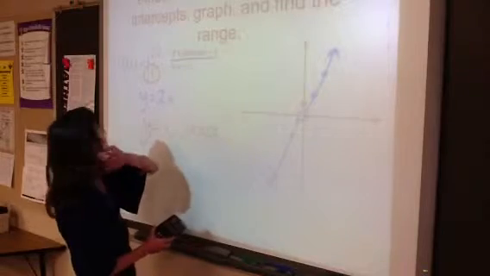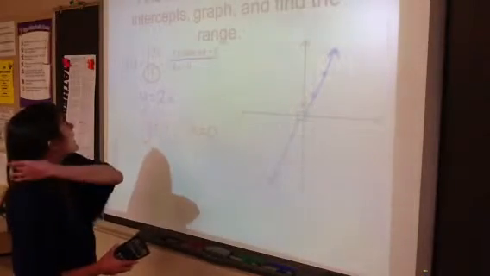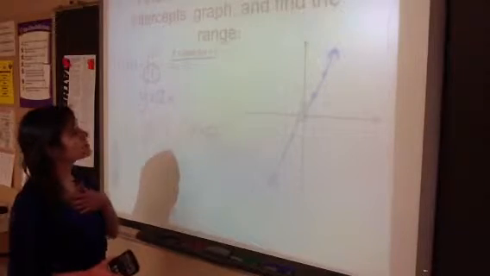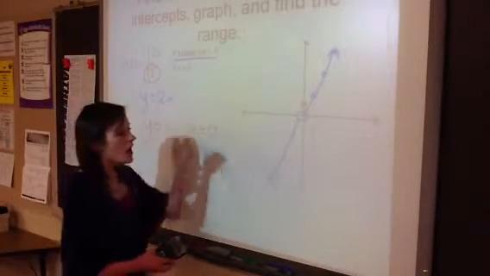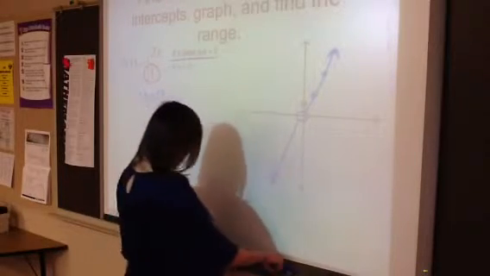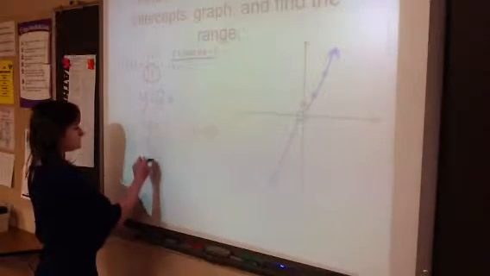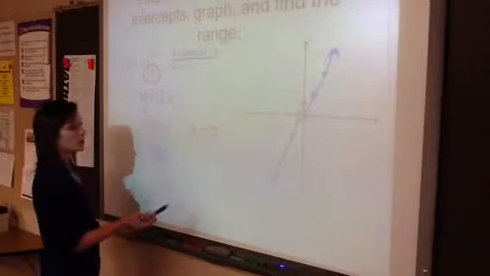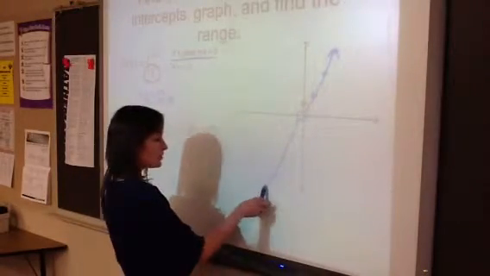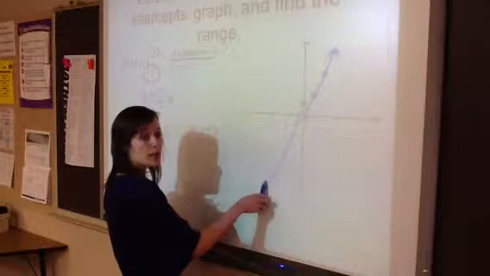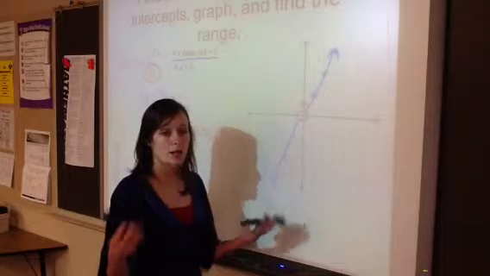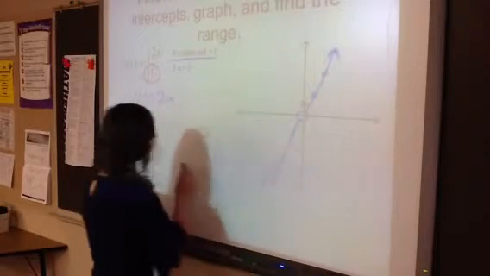From there, you're going to find the domain, and you're going to locate any intercepts, and you're going to find the range. I always do the graph first before I do any of the other. So, for my domain, we are going to look at our x values from the left and from the right. So if you notice, here's an arrow that's pointing to the left, and here's an arrow that's pointing to the right. So we usually say negative infinity to infinity.